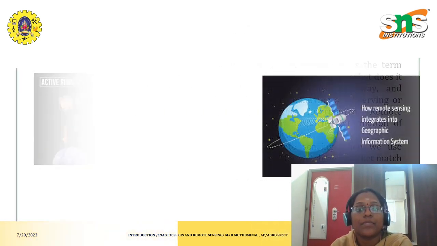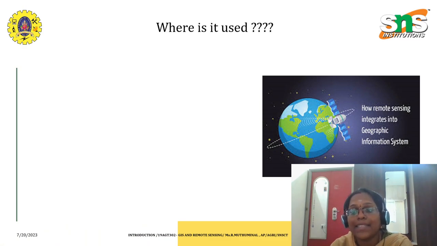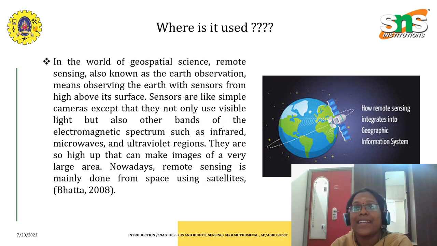So the question is how remote sensing integrates into GIS, and where it is used. It is used in several categories, that is, in geospatial science and earth observation, where the data is collected of the earth high above the surface with the help of sensors. With simple cameras, visible light is utilized, and other bands of the electromagnetic spectrum like infrared, microwaves, and ultraviolet regions are utilized. This helps in collecting the necessary information with the help of satellites, which utilize remote sensing.